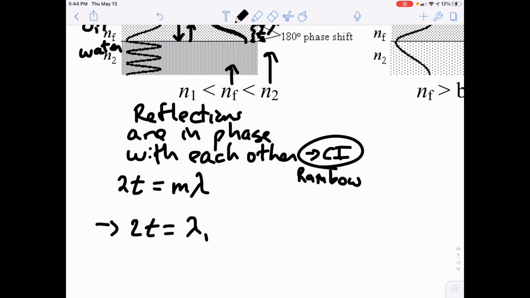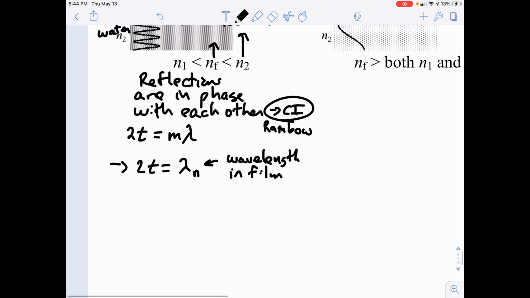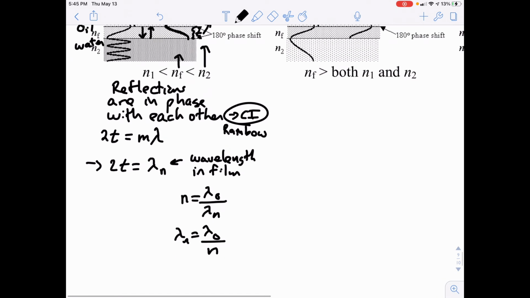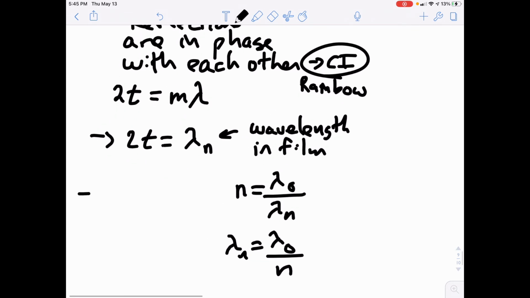This is lambda n. Lambda n is the wavelength in the film, in the medium. And if you recall, n is equal to lambda O, this is the vacuum wavelength, or the wavelength of light in air, over lambda n. So if I were to rewrite that, lambda n is equal to lambda O, which is the vacuum or wavelength in air, over n. So if I replace this with this, the equation could look like 2t equals lambda O over n.